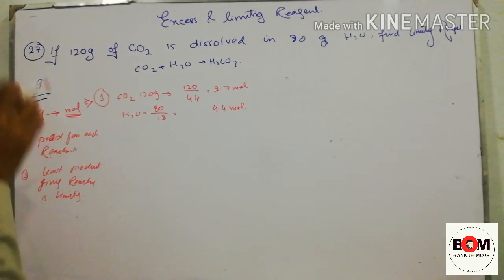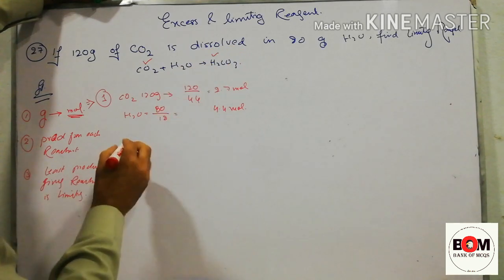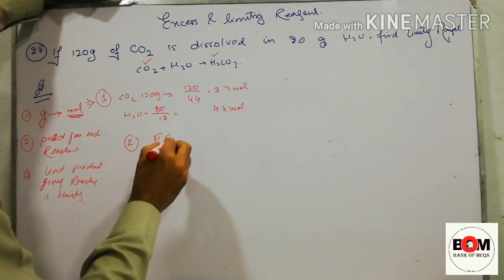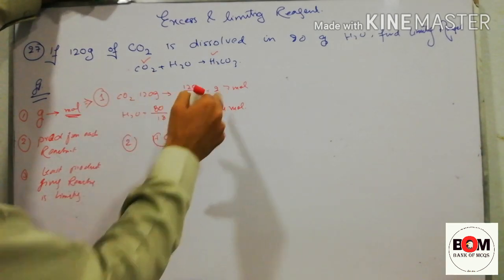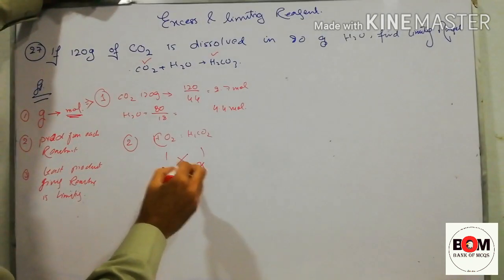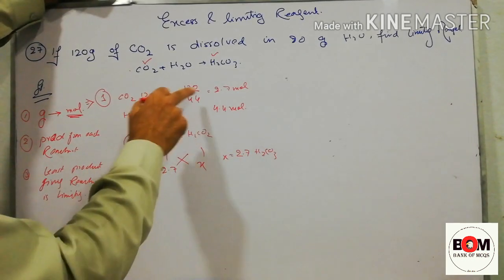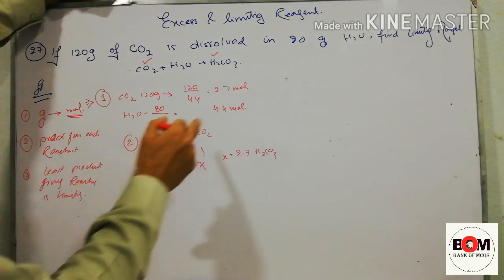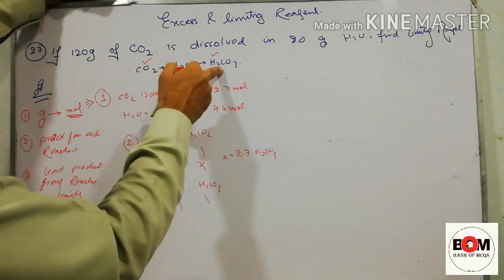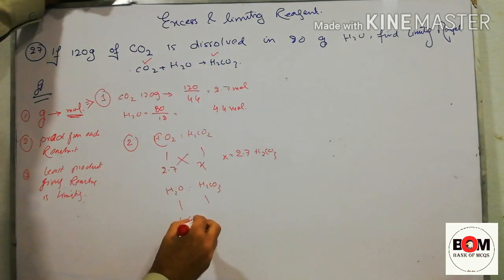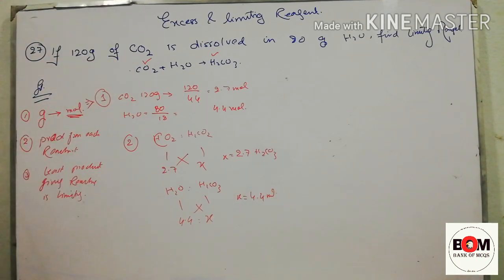This was the first step. The next step is to find the product from each reactant. From CO2 we will find H2CO3. From the equation, 1 mole CO2 gives us 1 mole H2CO3, 1:1. If CO2 is 2.7, then how much H2CO3? So X is equal to 2.7 mole H2CO3. This is H2CO3 found from 2.7 mole of CO2. Also for H2O, the ratio H2O to H2CO3 is 1:1 from the equation. Putting the values, 4.4 mole H2O will give us X mole of H2CO3 by cross multiplication. X is equal to 4.4 mole.